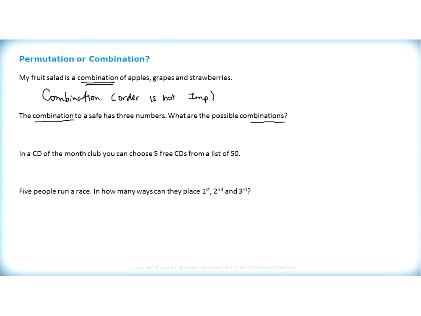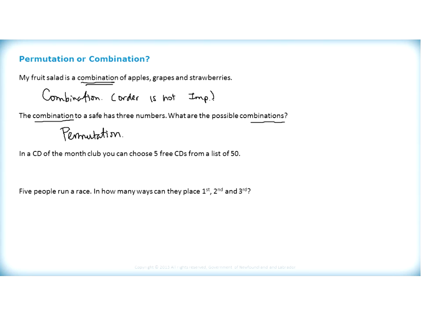Is order important? When you try to open a safe, is the order of the numbers that you choose important? And the answer is yes. This is actually a permutation, not a combination. So a combination lock, for example, order is important in opening a combination lock. It should actually be called a permutation lock because it's a permutation.